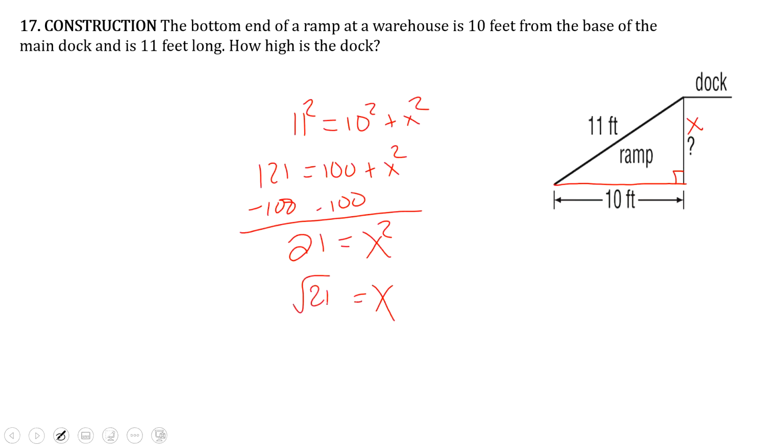So you can leave it as radical 21, square root of 21, or if you want to do the math, figure it out on a calculator. It's going to be somewhere between 4 and 5. 4.58 to be exact. So either one of those would be good for an answer on a test. There will be a word problem on the test with Pythagorean theorem.